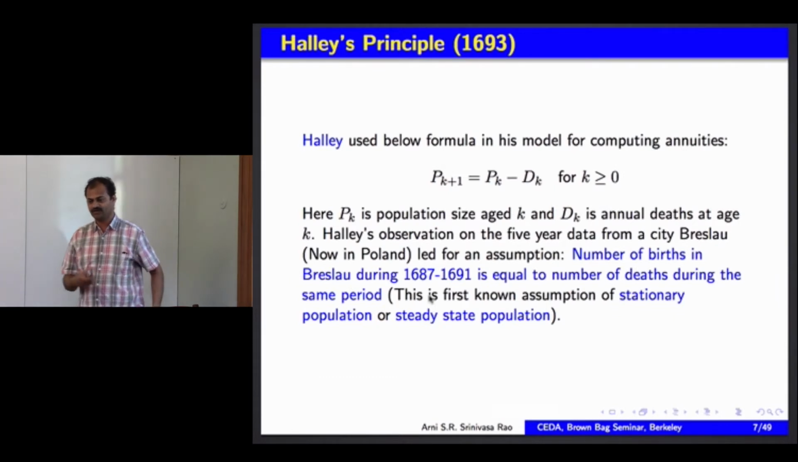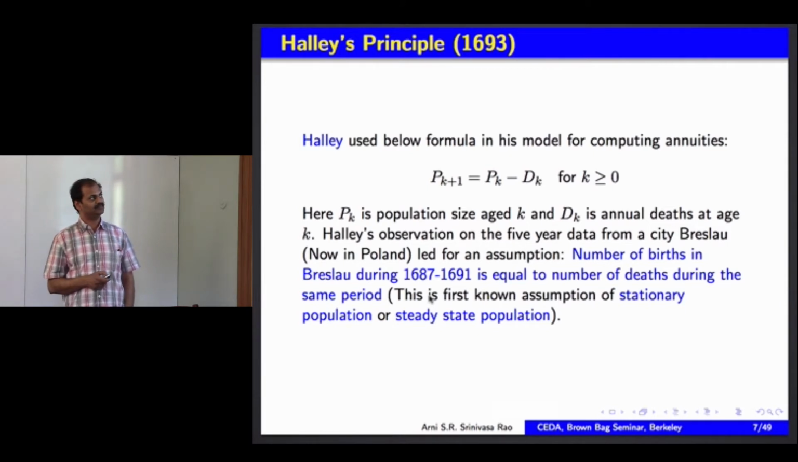Then after coming to that, I found that Edmund Halley, one of the Astronomers Royal at the time, brought this equation, p_{k+1} = p_k - d_k, where p_k is the population size at age k and d_k is the annual deaths at age k.